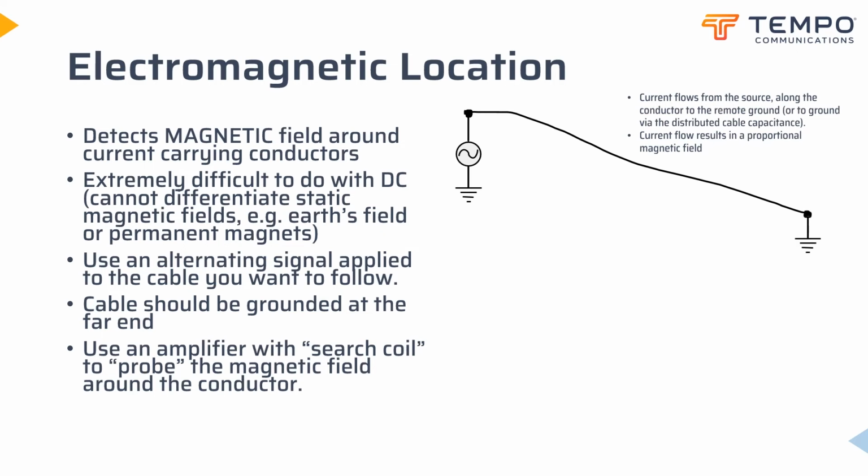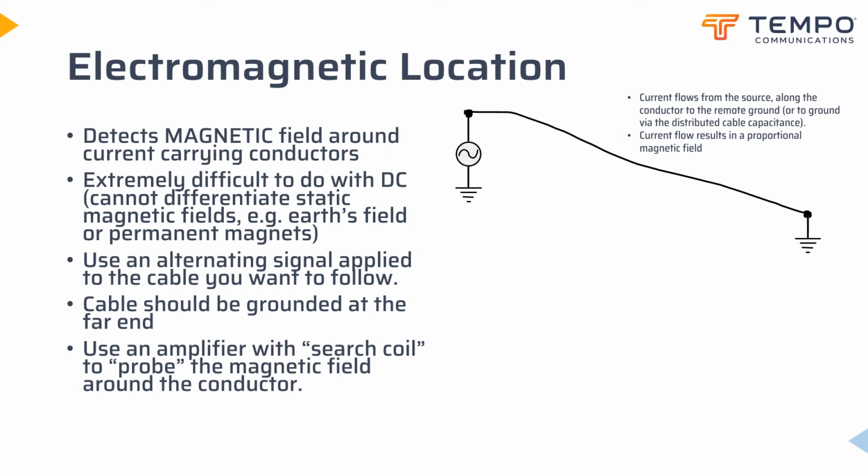Ideally, short the far end of the cable to ground there too. Otherwise, you will be reliant on only the cable's capacitance to ground to develop a current. If you cannot short the far end, then the final length of cable, that length depends on many variables, will not be detectable, as the current will tend to zero in that final section.